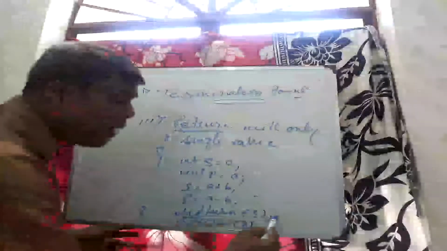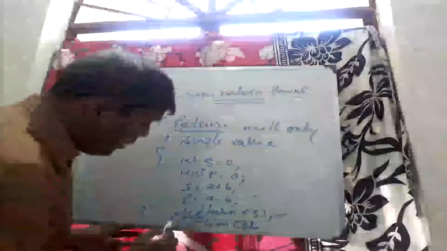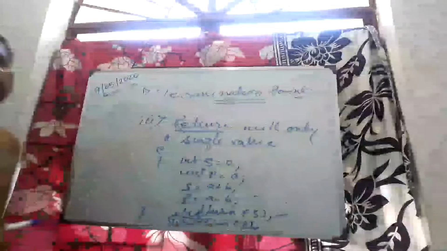In a method, there will be only one return statement. There cannot be more than one return statement, because as soon as the compiler encounters the return statement, the program will be terminated here only. It will not go to the next line. So it is illegal to use more than one return statement in our program.